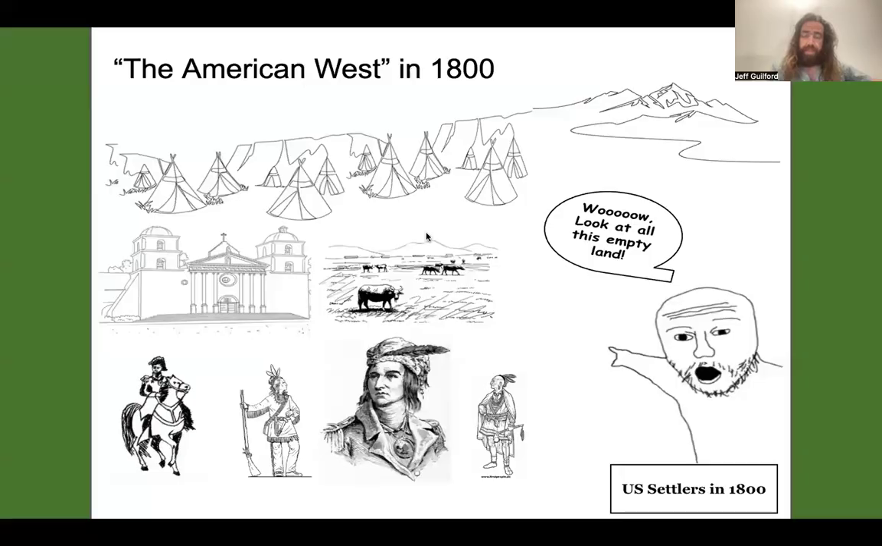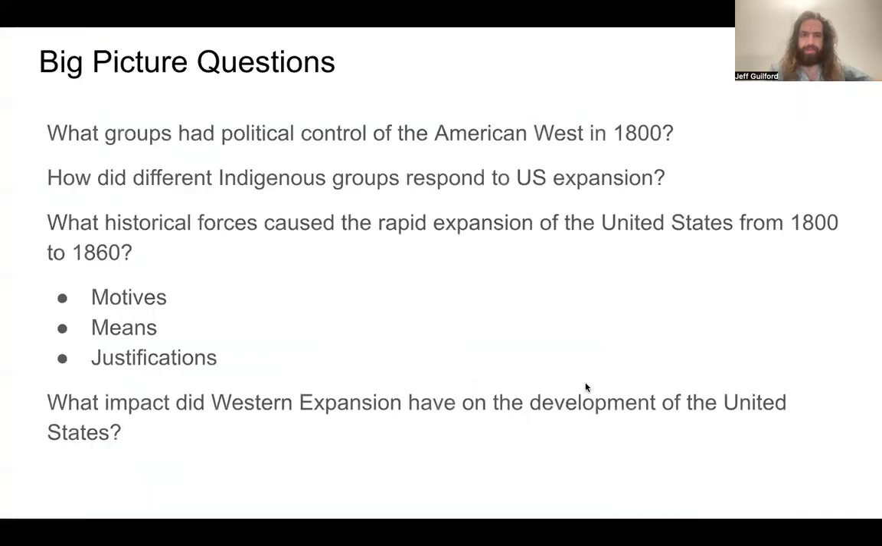Here is a meme that I made for you guys that I think does a good job of showing US attitudes toward the territory that they take over during this time period. So over here you see all the different peoples and cultures that are already out there in the West in 1800. You've got Great Plains indigenous folks, you've got Spanish missionaries, you've got all this stuff going on, and US settlers look at it and they say, wow, look at all of this empty land ready for us to take. A little bit of manifest destiny there at work.